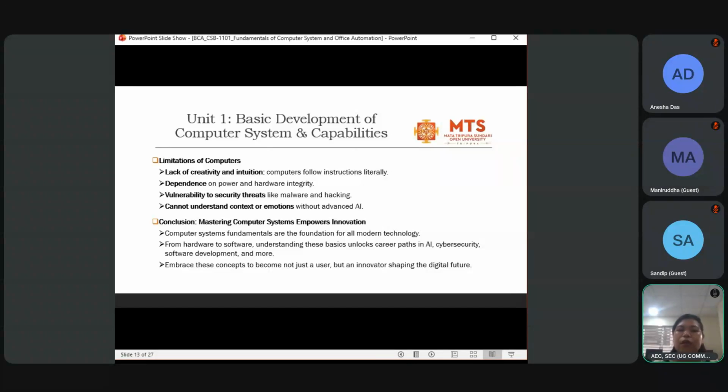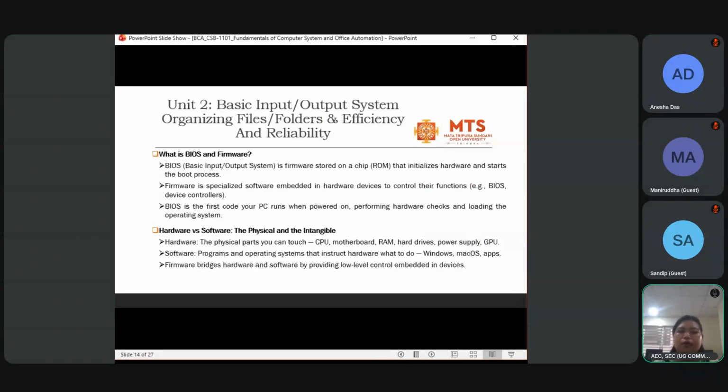In conclusion, mastering computer systems empowers innovation. Computer system fundamentals are the foundation for all modern technology. This is the basic foundation for everyone to understand this subject. Next, in Unit 2: basic input-output system, organizing files and folders, efficiency and reliability.